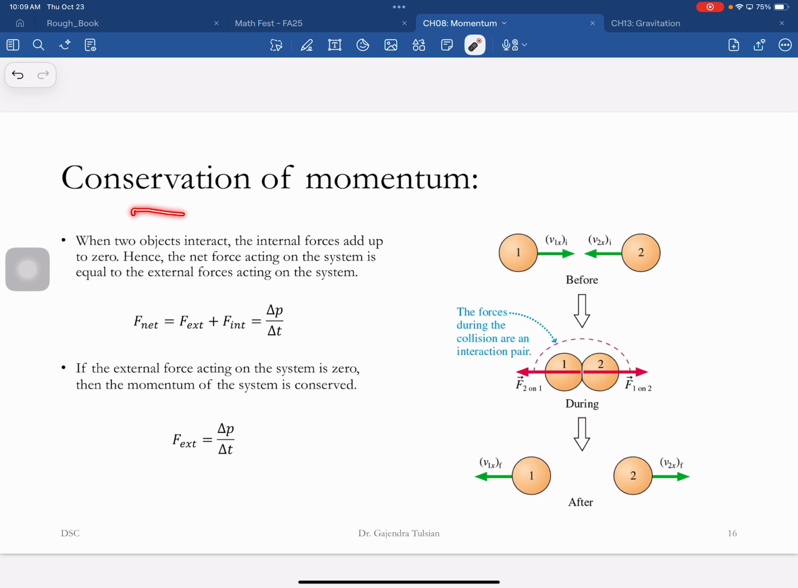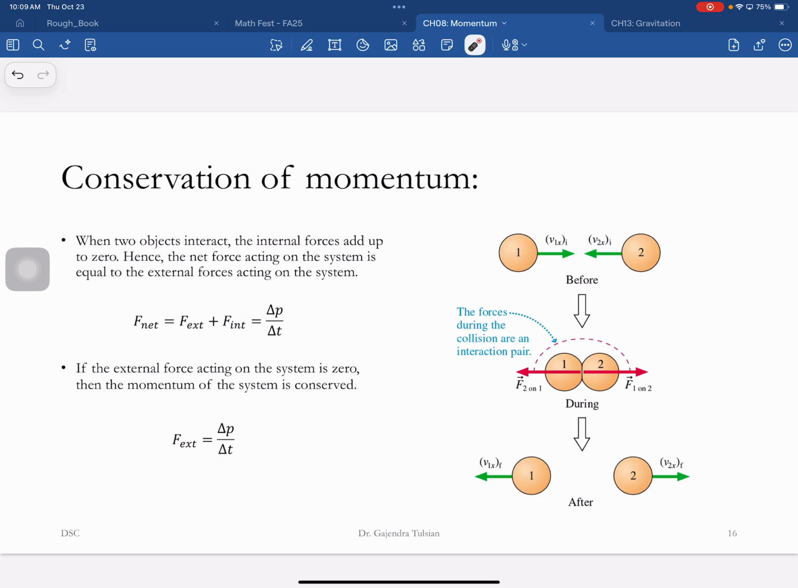So now we'll look at the conservation of momentum. Here's Newton's second law: net force is change in momentum divided by time. Net force is external forces plus internal forces. When two objects are colliding, these are the internal forces, and they're always equal and opposite, so they'll always add up to zero.